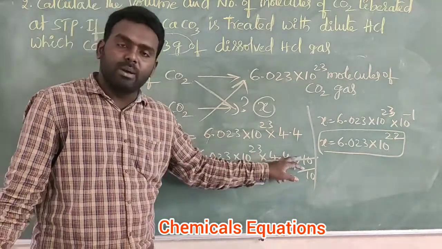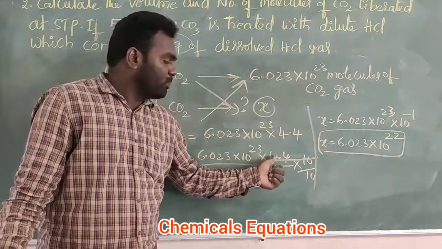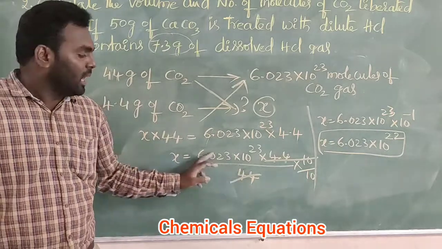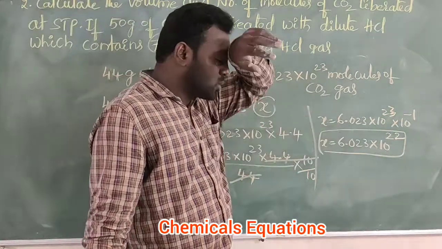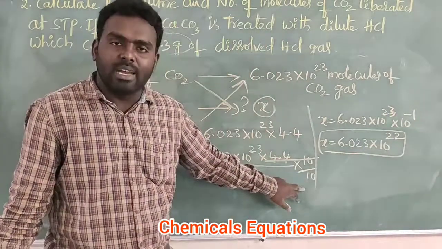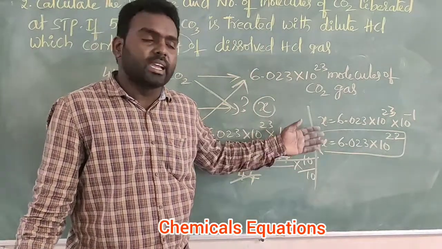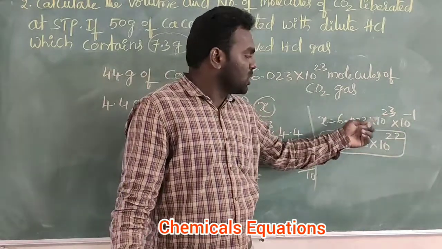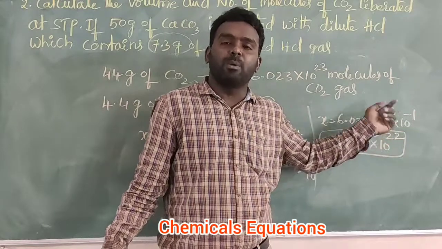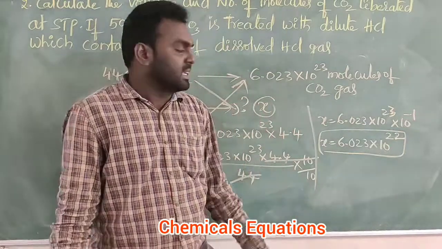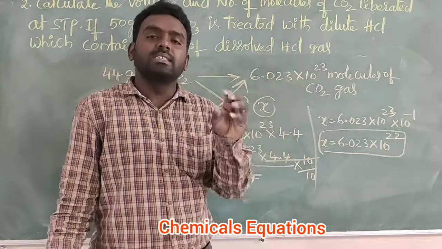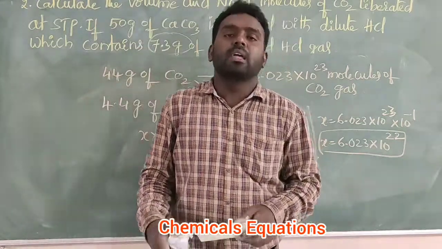This is multiplied by 10 and divided by 10. So 4.4 into 10 is 44. Both 44s are cancelled, and then x equals 6.023 into 10 to the power of 23 into 10 to the power of minus 1. Why? Because the division by 10 is there, so we take it as 10 to the power of minus 1. Adding the powers, 10 to the power of 23 minus 1 is 10 to the power of 22. This is the calculation of the number of molecules.